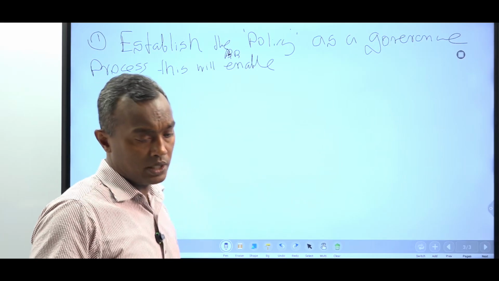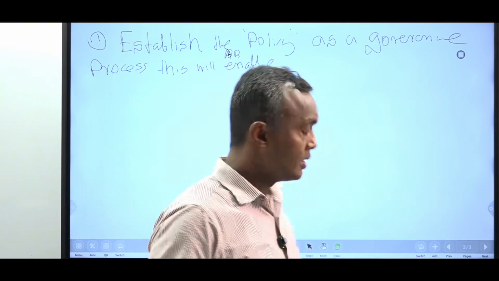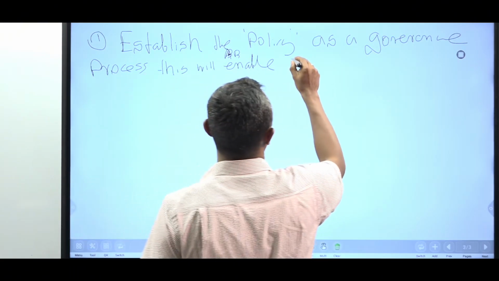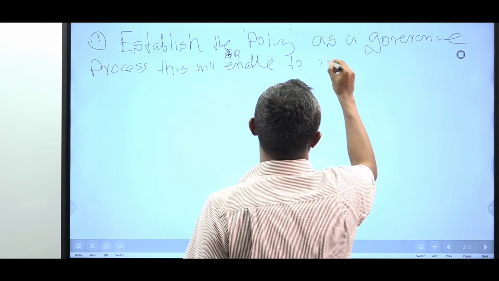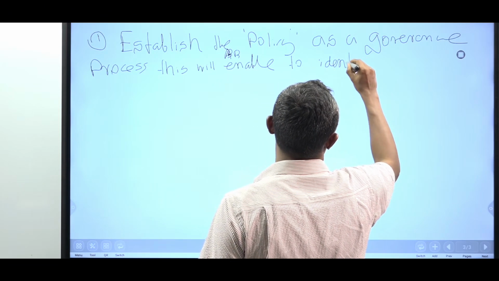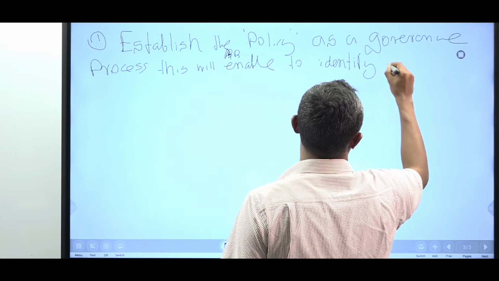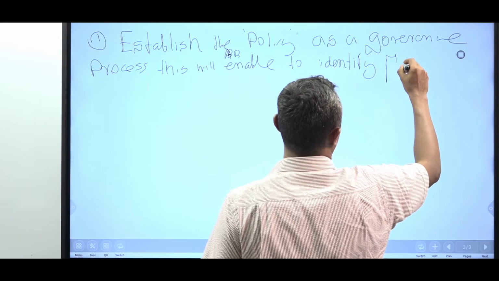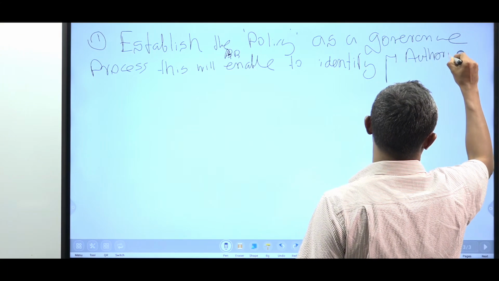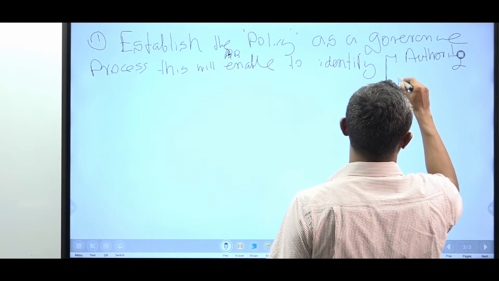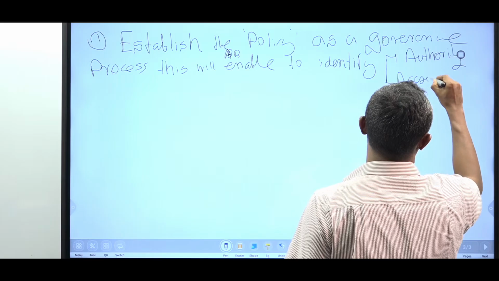This will enable us to identify what? Specifically, the authority who is authorized to do that. If something goes wrong, who is answerable? Accountability.